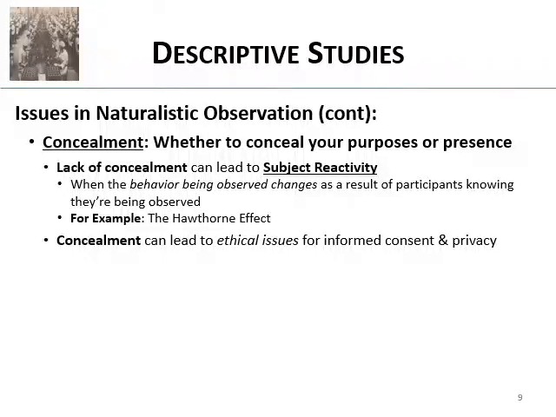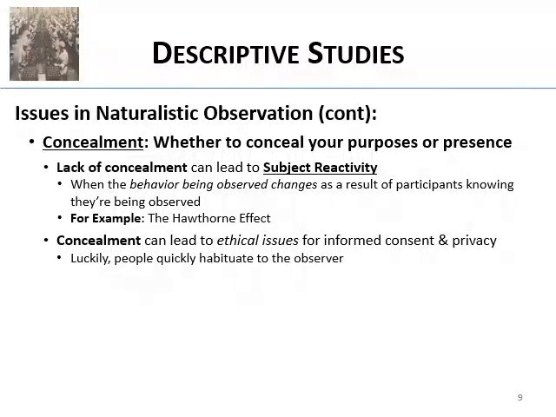So concealment, on the other hand, that is hiding your purpose or presence, can lead to ethical issues because it lacks informed consent and privacy. You're collecting information on folks without them knowing that they're giving up that information for a study, and you're also typically not getting informed consent because then you're not very concealed, right? So ethical issues is the reason.